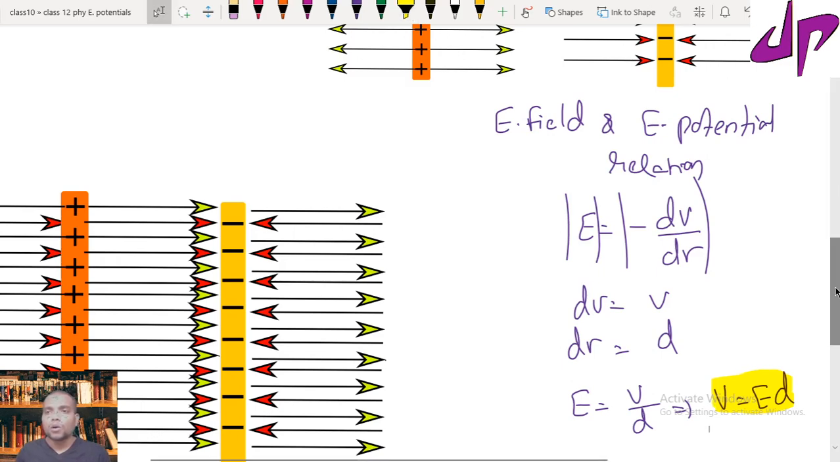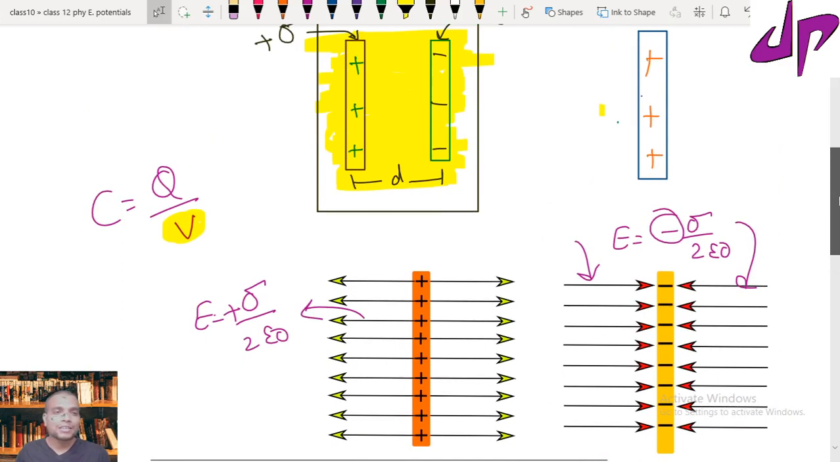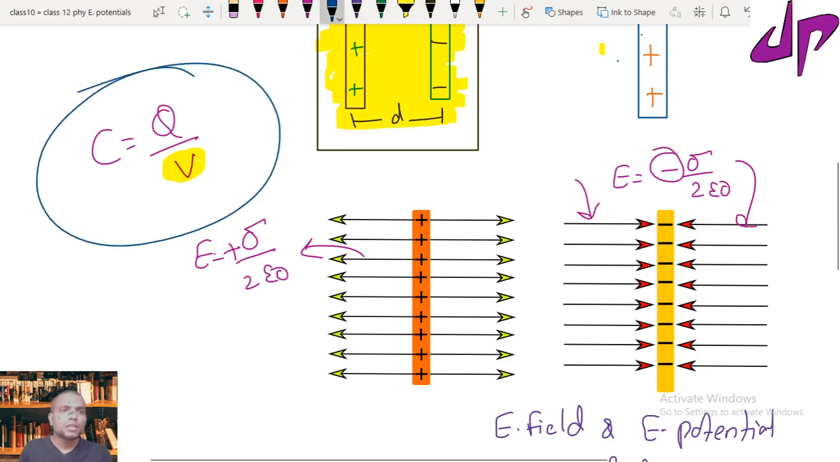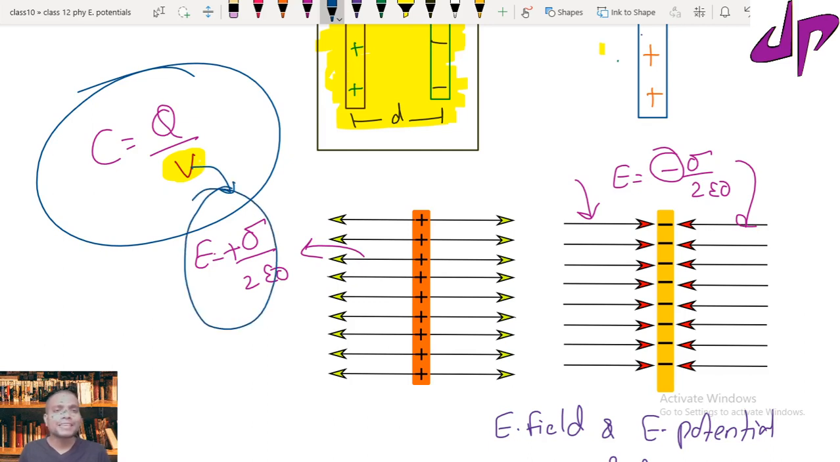Now let's understand my strategy to derive the capacitance formula of a capacitor. Here Q is the charge on the plate, which we will understand, and we need to derive the potential. How can I derive the potential? First I will derive the electric field.